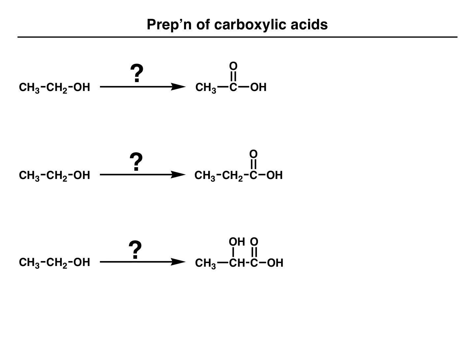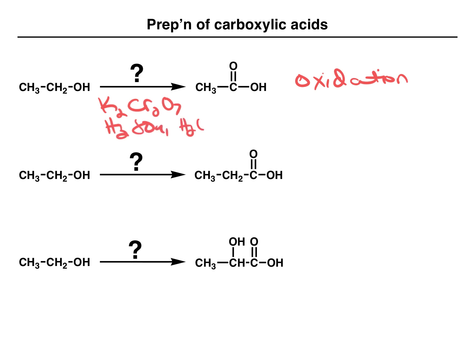Let's consider different methods of the preparation of carboxylic acids. If we're starting with ethanol and our goal is to make acetic acid, let's count our carbons. We're starting out with 2 carbons in our starting material, 2 carbons in our product, so all we need to do here is carry out an oxidation. So if we treat this with potassium dichromate, sulfuric acid, and water, then this primary alcohol will be converted to a carboxylic acid.